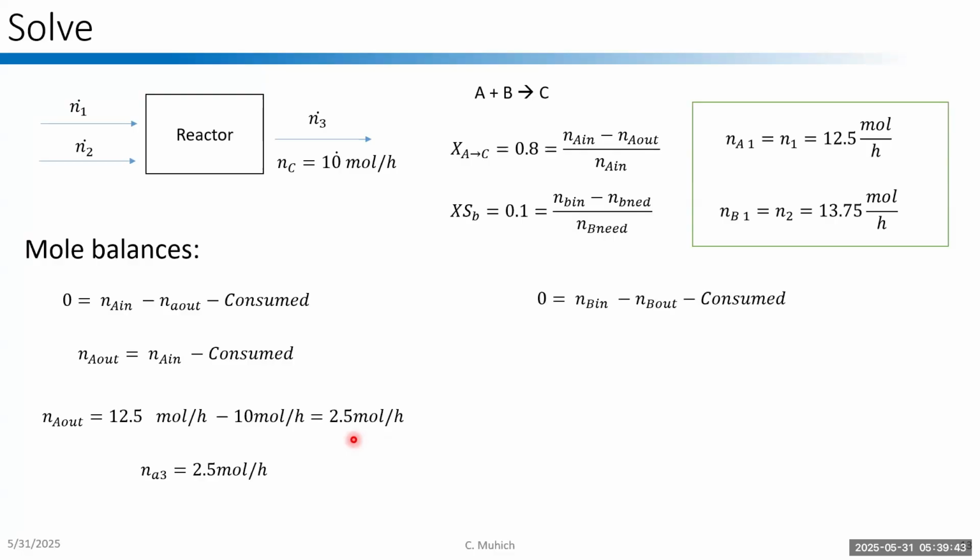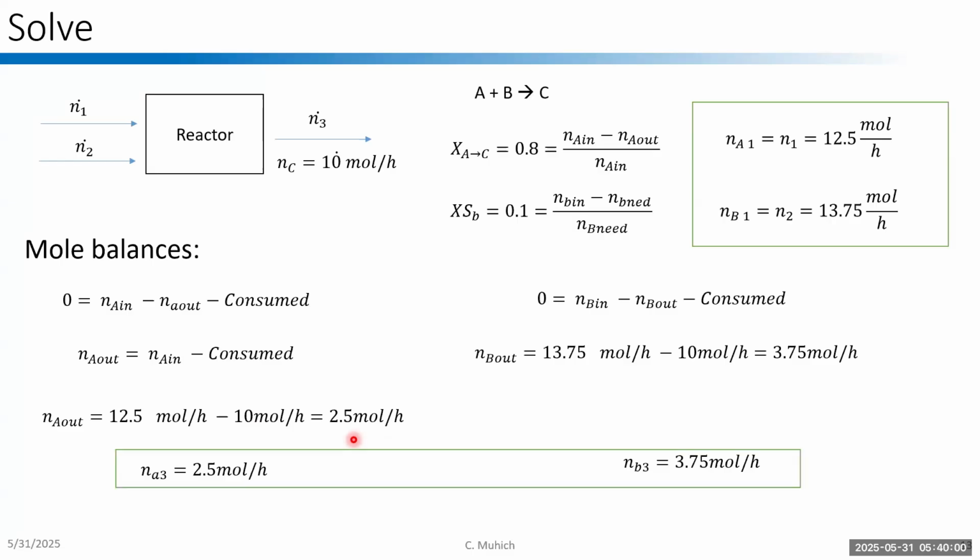Okay, I can do the exact same thing on the B side. I had 13.75 moles per hour going in, 10 moles being consumed. So there's 3.75 moles of B in stream 3. All right, so we have our final solution.